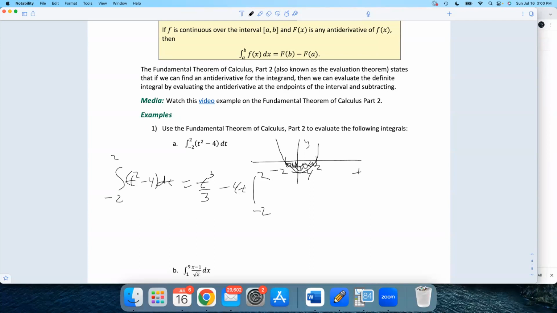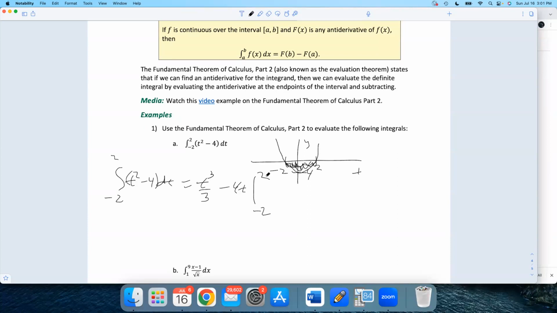Now you might be thinking, wait a minute, you goofed, Professor Perty, you forgot the plus c. No, I didn't. The plus c doesn't matter. Sure, you could put the plus c in, but then when you subtract top minus bottom, it's going to cancel out anyways. We don't put in the plus c when we're doing definite integrals.